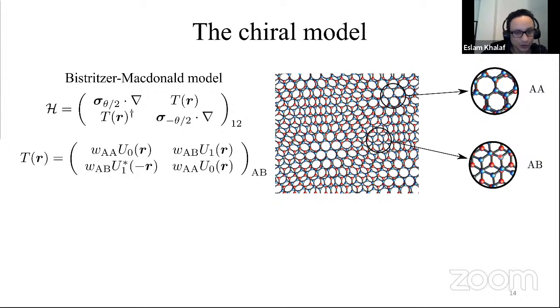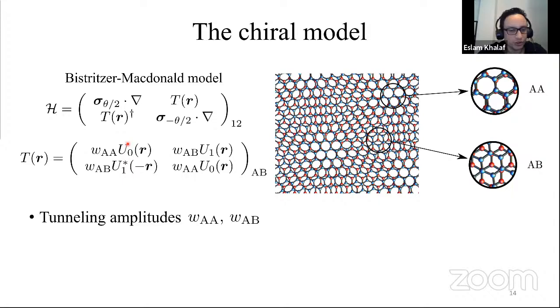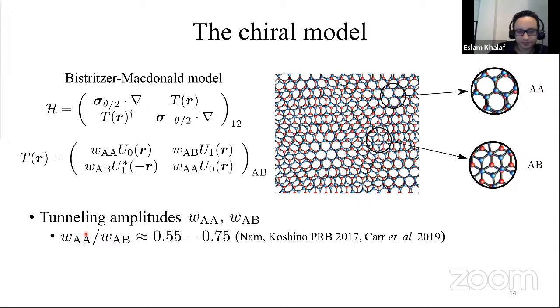In the original work by Bistritzer and McDonald, they assumed that these two tunneling parameters, for same sublattice and opposite sublattice, are the same. But later on, it was realized that because there are slight differences in the energetics of these stackings, Graphene actually likes to be AB stacked rather than AA stacked, you should consider two different values of these amplitudes. And people have done some ab initio work to estimate these parameters and found that the ratio between these two parameters ranges between 55 to 75 or 80%.